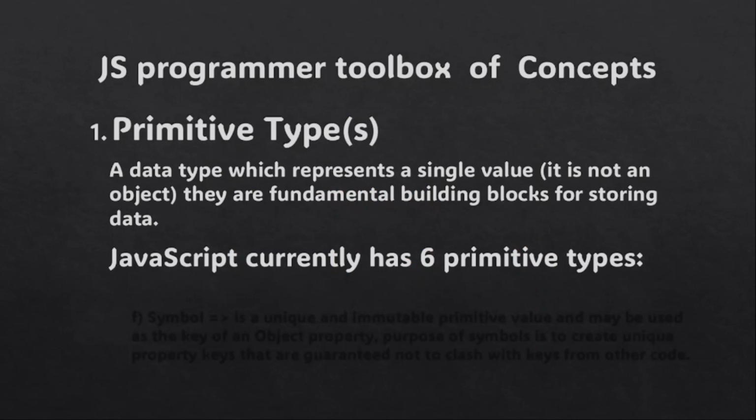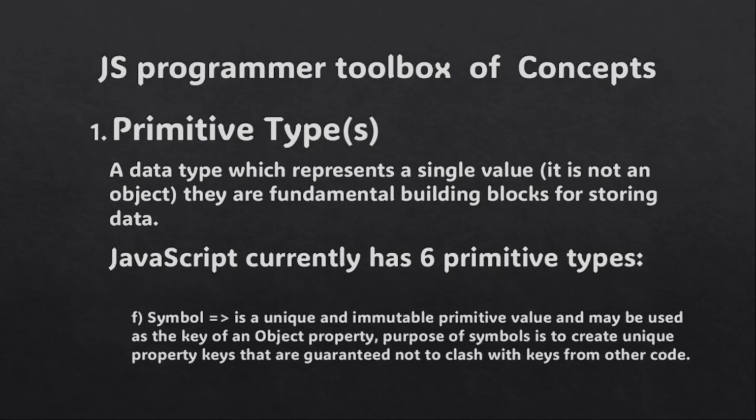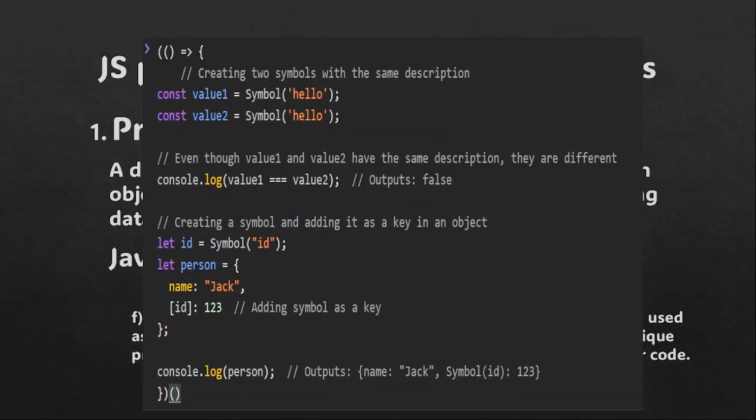The sixth one we have is symbols. Now, symbols is a unique and immutable primitive type. You can use it as a key of an object property. This primitive type is mostly used to create unique keys and guarantee that these keys do not clash with other keys from any code.